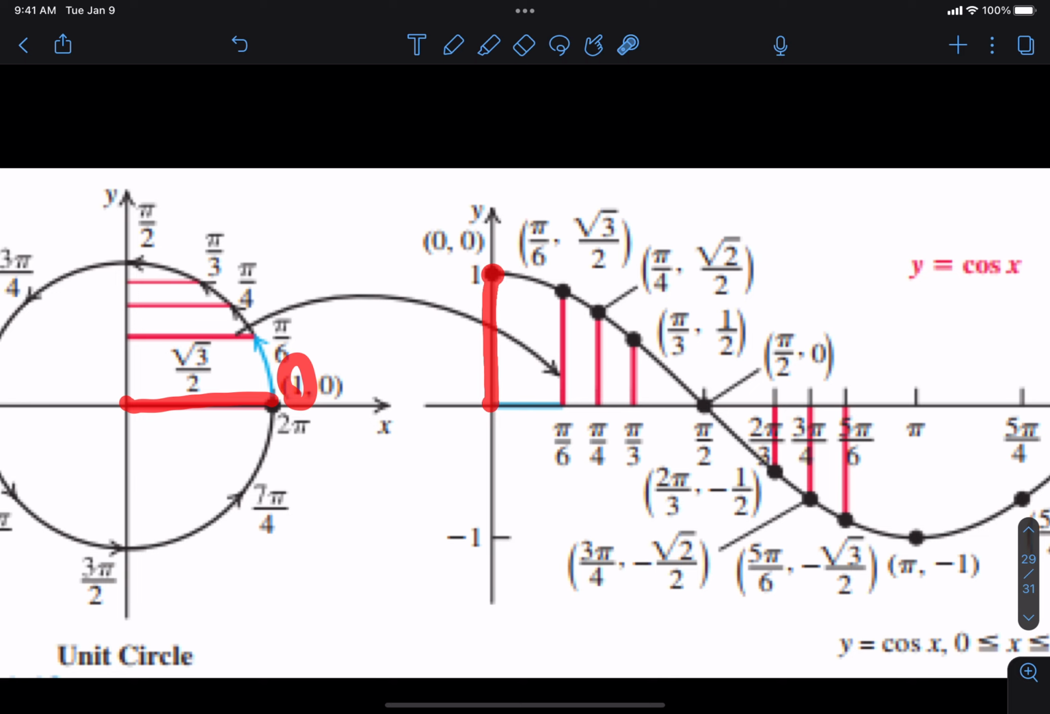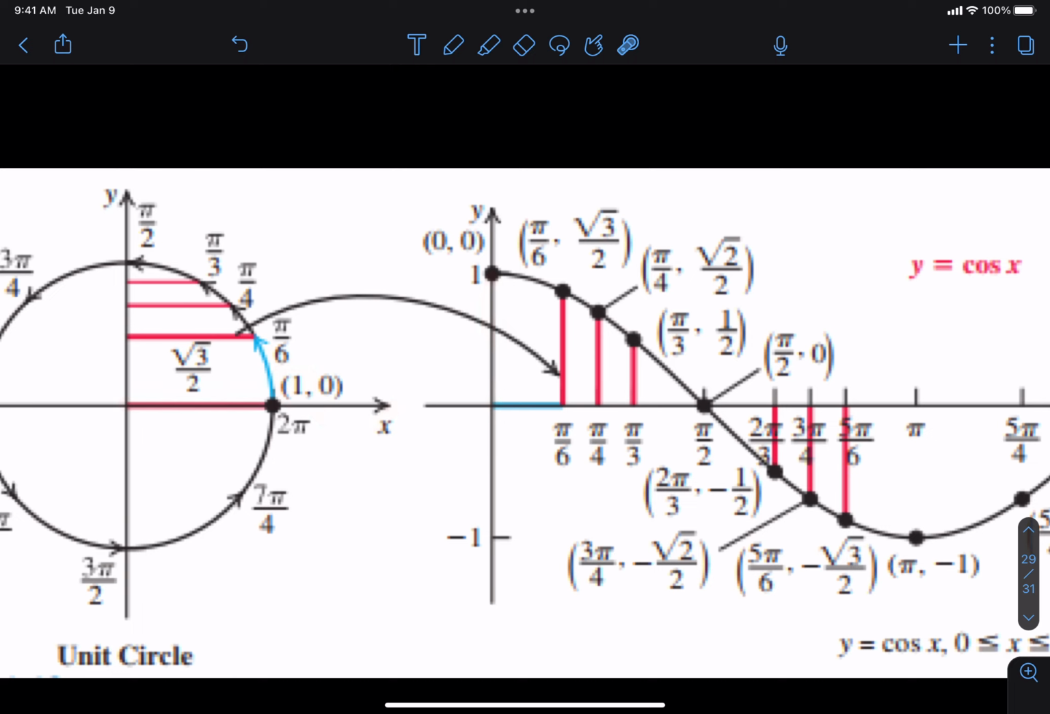So for the 0 degree angle, I know the angle should be 0 degrees because the input is 0. So I put the angle 0 degrees, which just points straight to the right, and I look at the point on the unit circle. That point has coordinates 1, 0. Since I'm doing cosine, I take the x value 1, and what do I do? I make the height of the function 1.